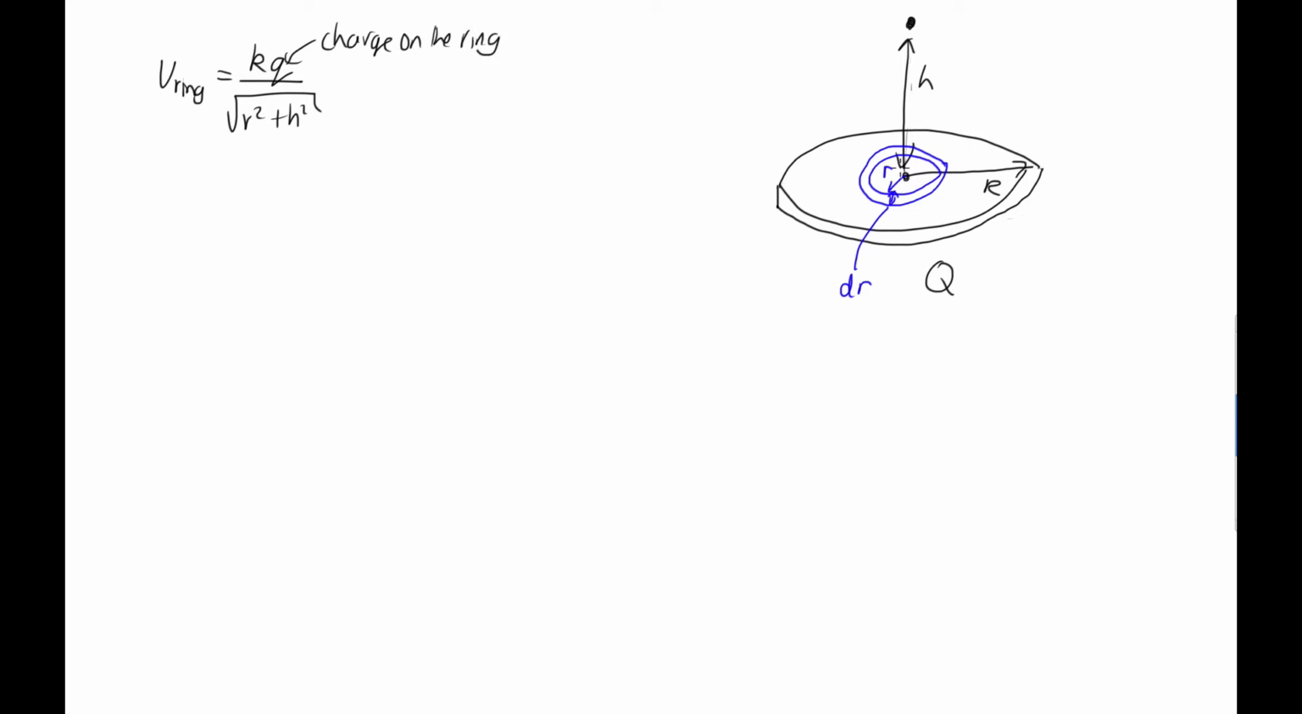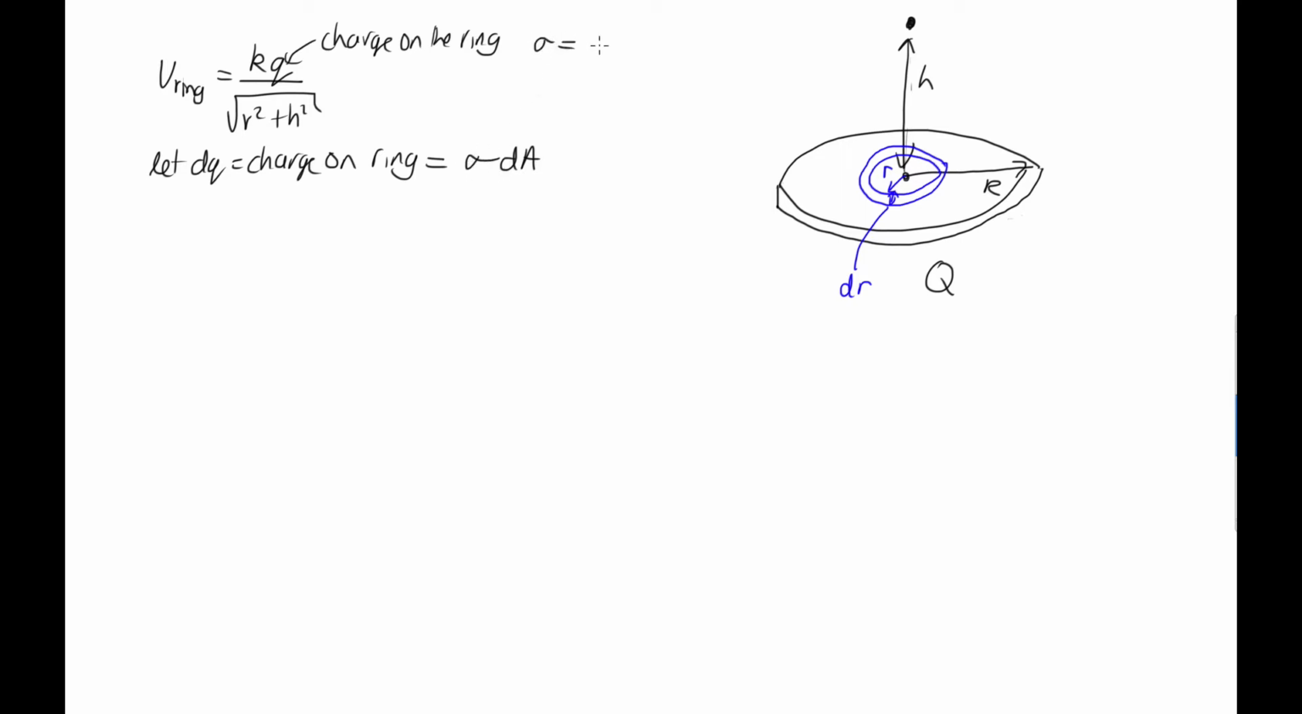So if we can work out how much charge is on this ring here, we'll know how much this ring contributes to the point up here. And then what we can do is we can sum together all the rings, so integrate over the entire disk to get the total voltage. So let's call dq the charge on this ring. Let dq equal charge on ring. And if we knew the surface charge density, it would be equal to that surface charge density times the surface area of the ring. So let's see if we can calculate these two things.